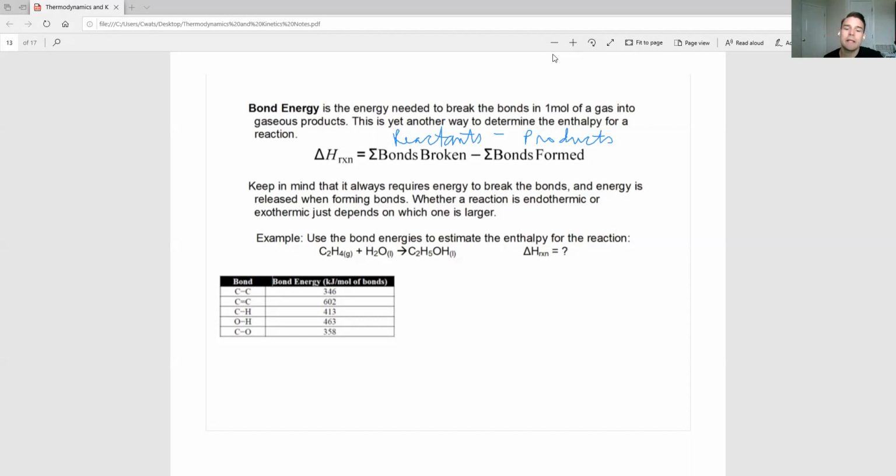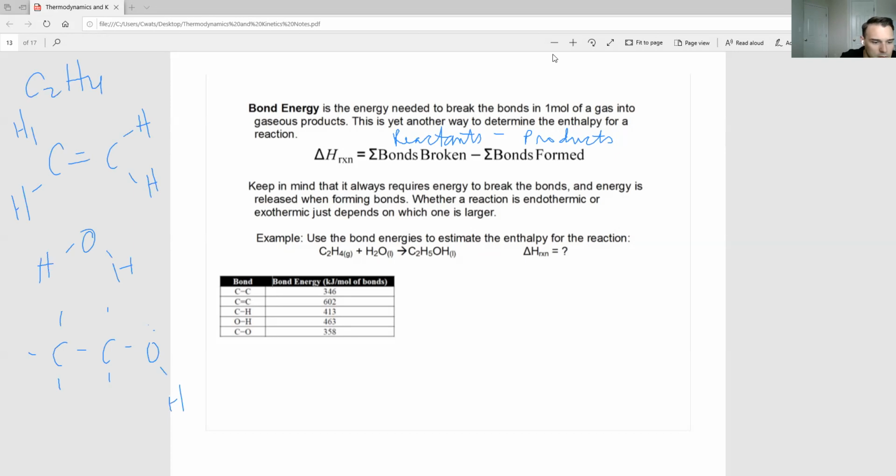So the example says use the bond energies to estimate the enthalpy for this reaction. So what you really need to do when you do this is draw out the structures so that you can see how many of what type of bond you have. So C2H4 should be a double bond, carbon, 2 hydrogens on each. You know what water is. C2H5OH is ethanol. Okay, so now we have all of our bonds.